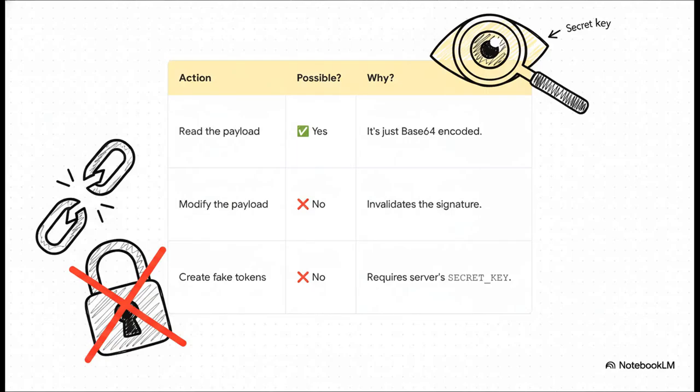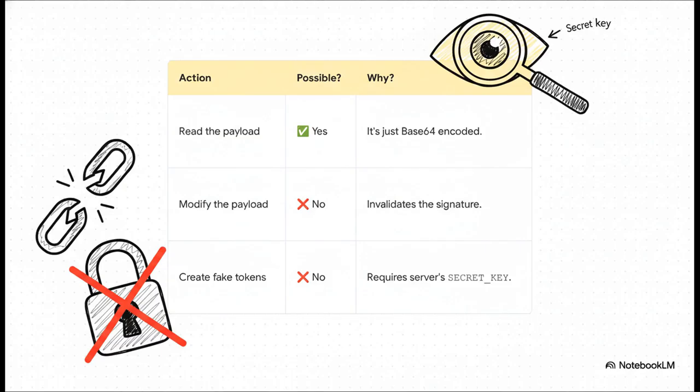So let's break this down. What can a hacker actually do if they get a hold of your JWT? Well, they can definitely read what's inside it. It's not encrypted. But can they change it? Nope. If they try to change the user ID to make themselves an admin, for example, the signature won't match anymore, and the server will just laugh and throw it out.